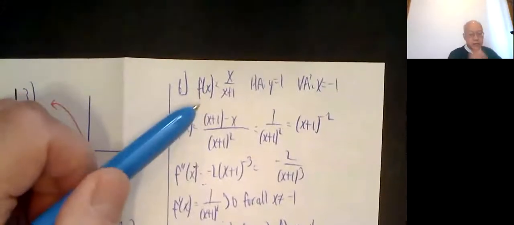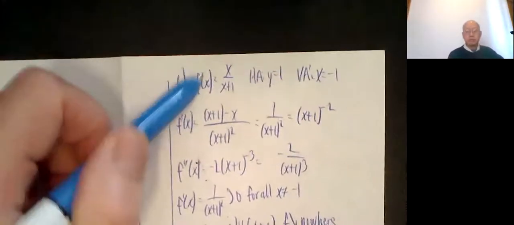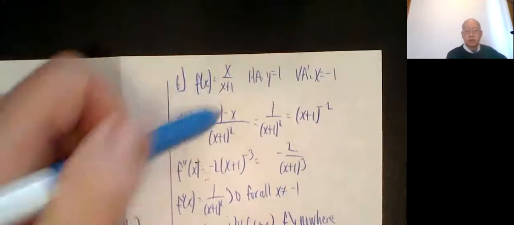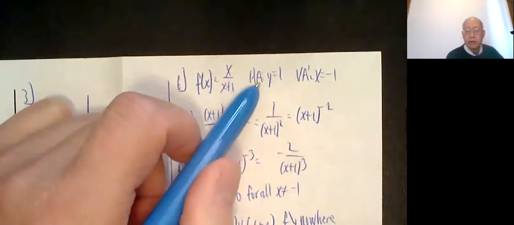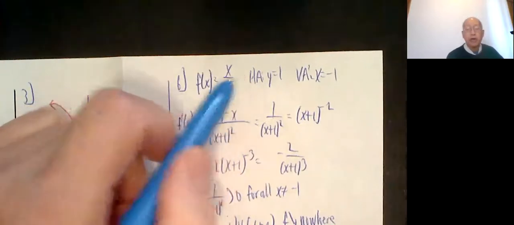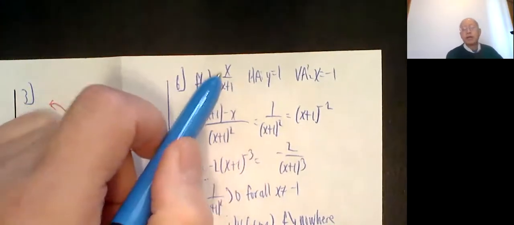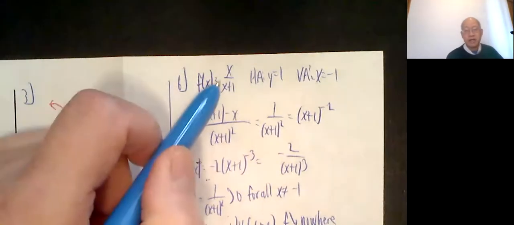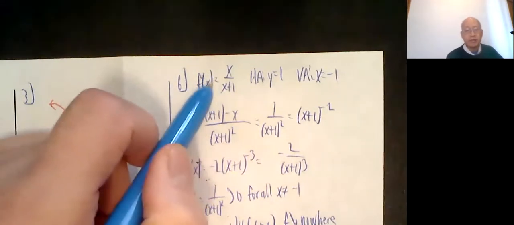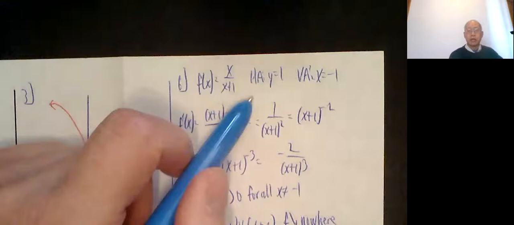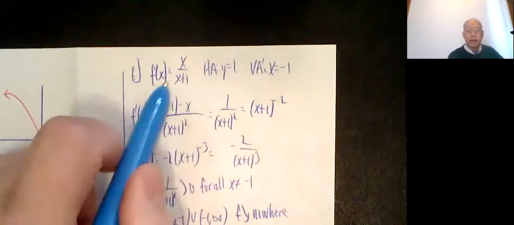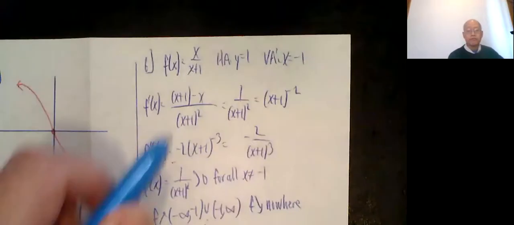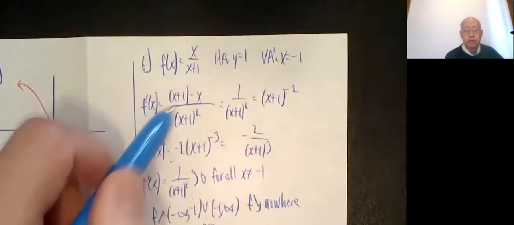Okay, 6, similar theme. F of x is x over x plus 1. Horizontal asymptote, y equals 1. When x approaches infinity or negative infinity, you plug in a billion divided by a billion and 1, that's 1. Negative a billion over negative a billion plus 1, that's basically 1. And vertical asymptote, x equals negative 1.